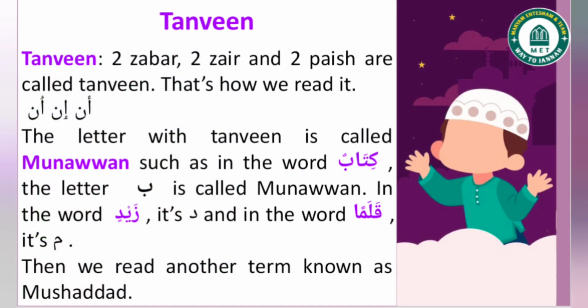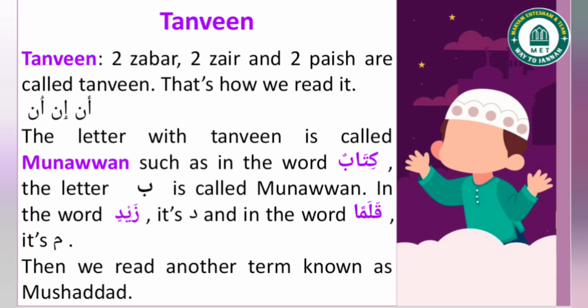Tanween. 2 zabar, 2 zir, and 2 pesh are called tanween. That's how we read it: un, in, un. The letter with tanween is called munawwan, such as in the word kitabun, the letter ba is called munawwan. In the word zaydin, it's dal, and in the word qalaman, it is mim.